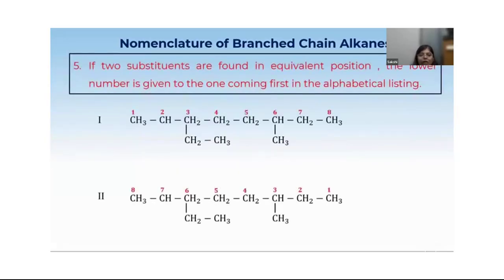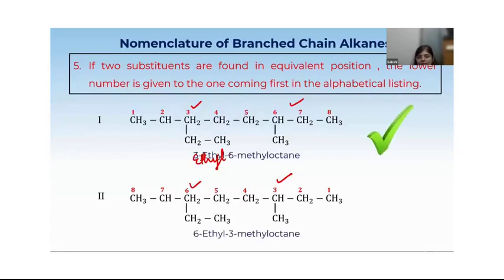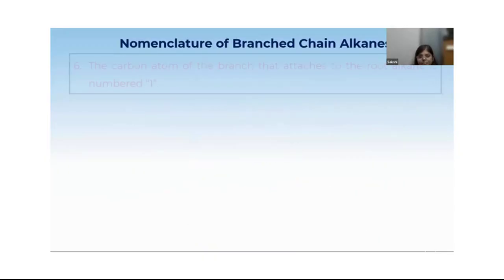Okay. And now if two substituents are found in equivalent positions, the lower number is given to the first in the alphabetical listing, right? So if you look at both, we are getting 3 and 6 on the branch. Here also we are getting 3 and 6 on the branch, right? So the one that comes first alphabetically, ethyl, we give the lowest number. So the first one is correct, right? The second one is wrong. You cannot name your compound like this.